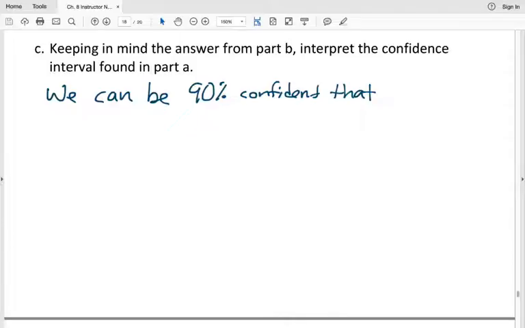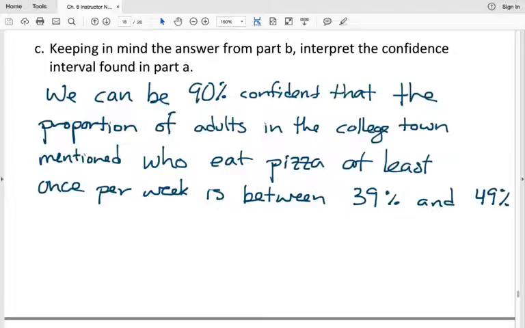I'm going to say we can be 90% confident that adults in the medium-sized college town, or rather adults who lived in the town where this survey took place, eat pizza between 38.8 and 49.2% of the time. So I have to make sure in my answer that I specify who we're talking about, adults in the college town that was mentioned, who eat pizza at least once per week is between 39 and 49%.